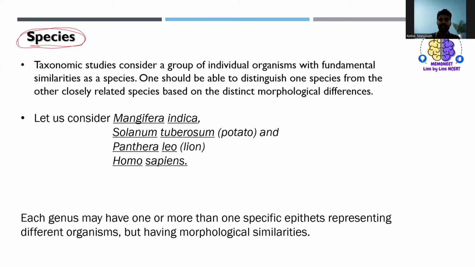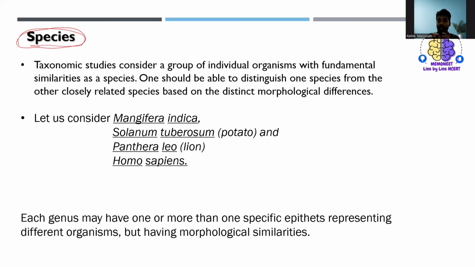Species is actually a taxonomical unit, which normally consists of a group of individual organisms with fundamental similarities. They have the exact same similarities, and that makes them different from any other organisms, so that one should be able to distinguish one species from another, which are very closely related species.